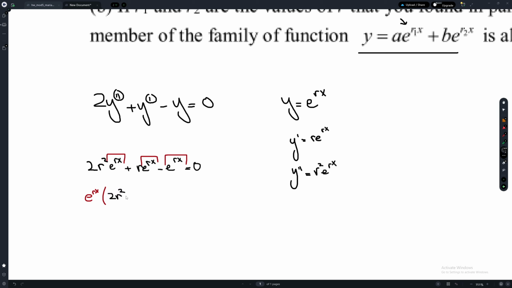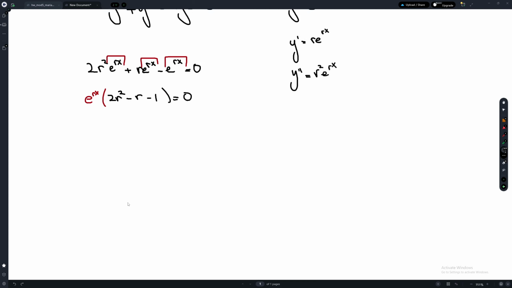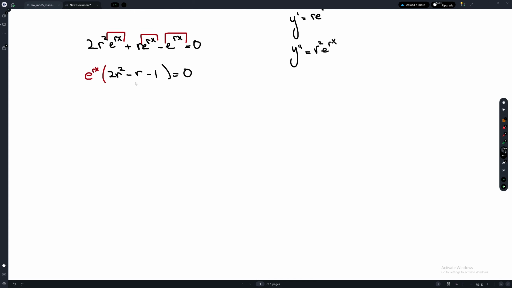We'll be left with 2r squared minus r minus 1 equals 0. Don't forget your minus 1 here. A lot of people do. It doesn't go away. It's still a 1. When you take it out, you're basically dividing by the same term. It gives you 1.